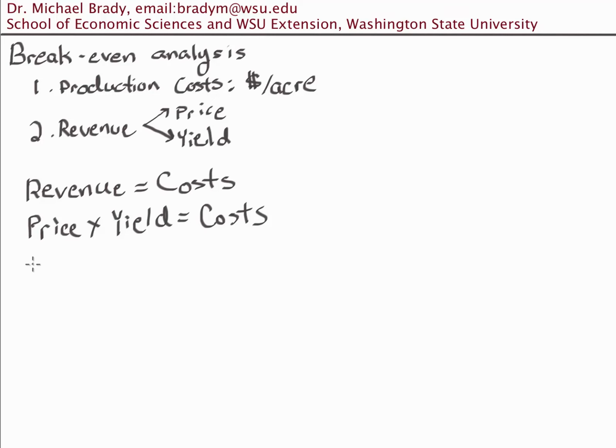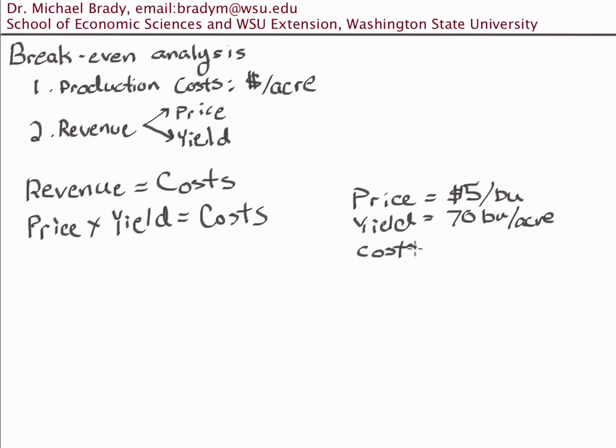So let's use some actual numbers that would reflect a typical wheat production scenario. Let's assume we have a price of $5 per bushel, a yield of 70 bushel per acre, and that we also have production costs that are equal to $300 per acre.